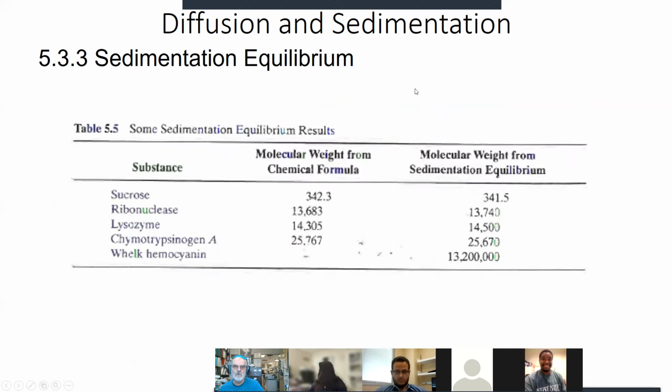This is simply showing some examples from the literature of sedimentation equilibrium experiments where we know what the molecular weight is from a chemical formula. We know what the molecular weight of sucrose is, and this is what somebody measured. We know what the molecular weight of ribonuclease is. This is what somebody measured, okay? For example, okay?